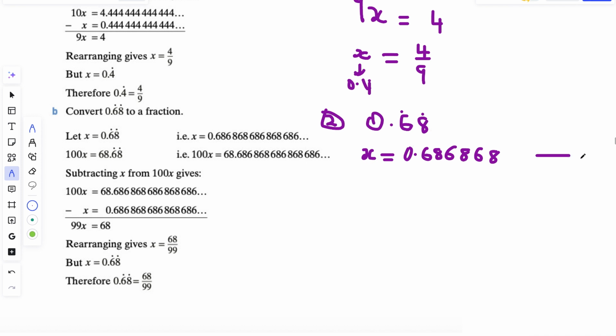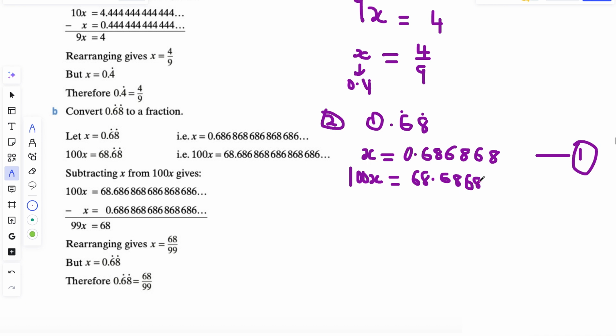This is equation 1. To get equation 2, I'm going to multiply both sides by 100, because 100 has 2 zeros. So I'll have 100x. If I multiply this side by 100, I'll get 100x. Then I also multiply this one by 100. If you multiply by 100, you shift this one twice. 100 has 2 zeros. So you get 68.68, like that. 68.6868, and so on and so forth, like that.